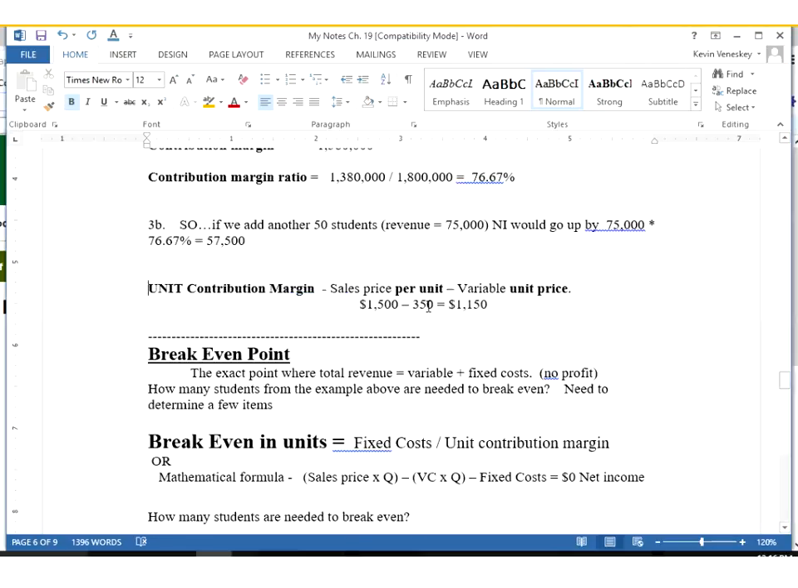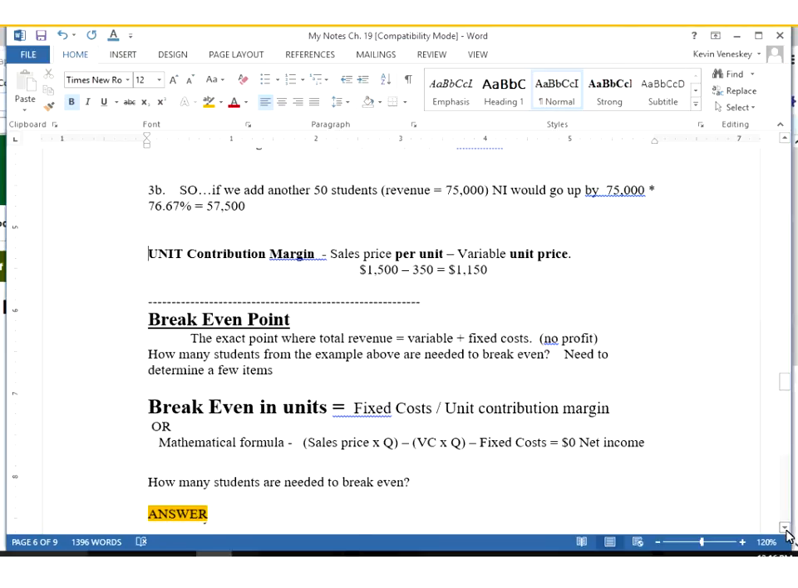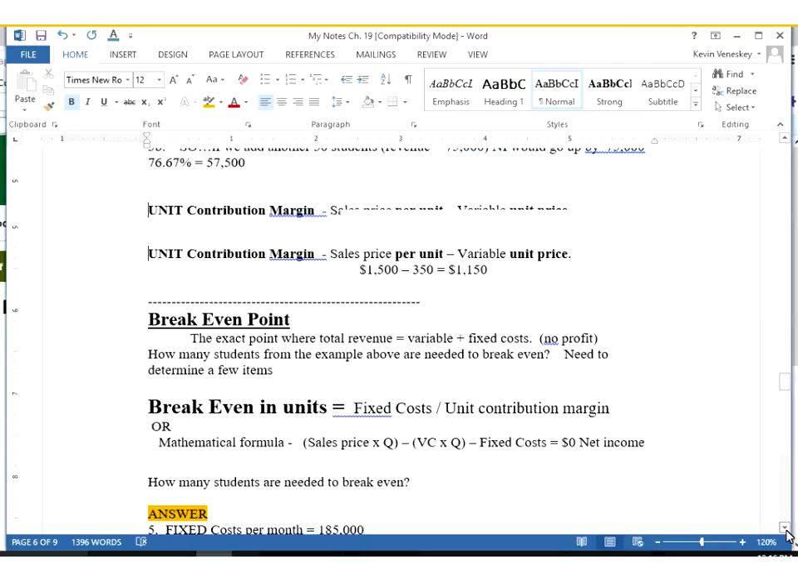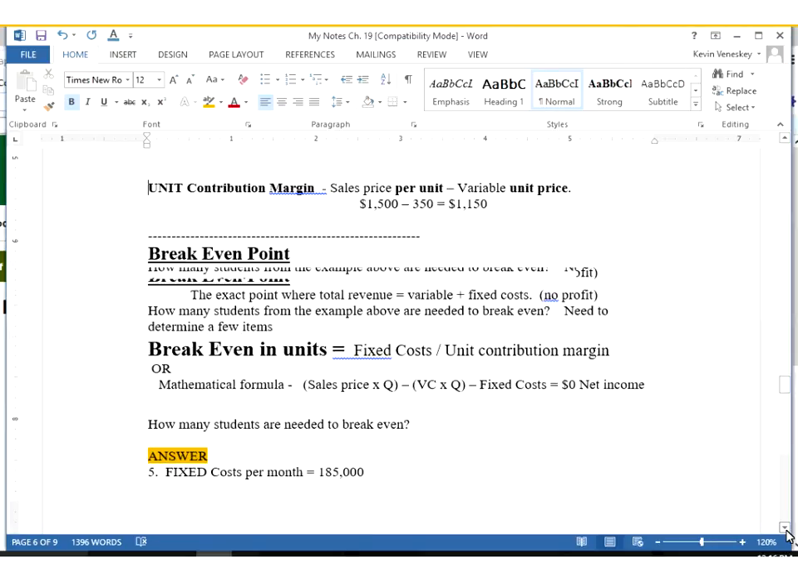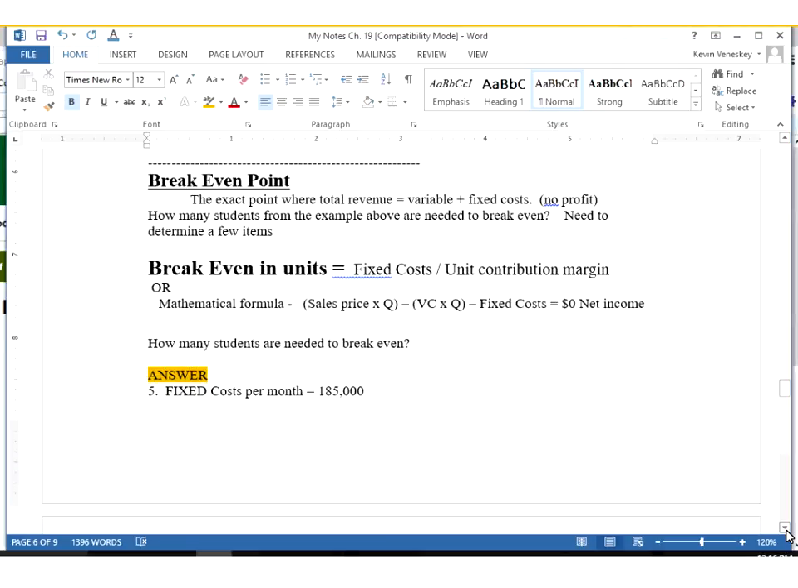Okay, this one's kind of self-explanatory. Unit contribution margin: just take the $1,500 per person minus the $350 variable cost, and $1,150 is our contribution margin for the unit.